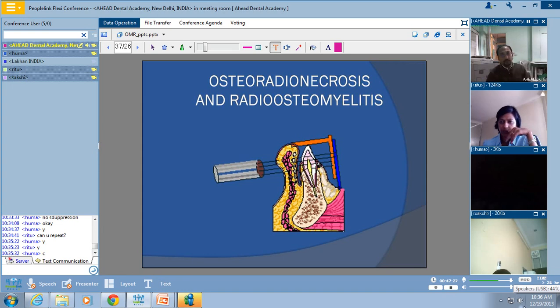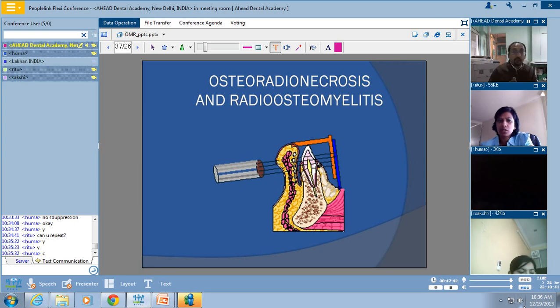If a patient comes to you and says, "I am about to go for radiotherapy, so I want you to extract my tooth," what will you do? I'll repeat the question. A patient needs to be extracted.